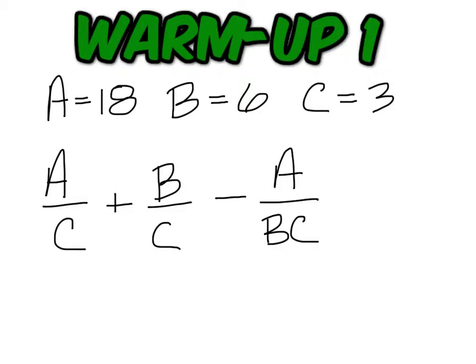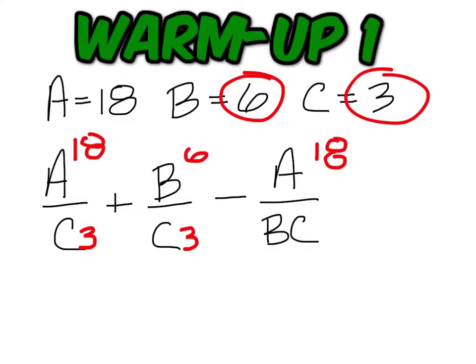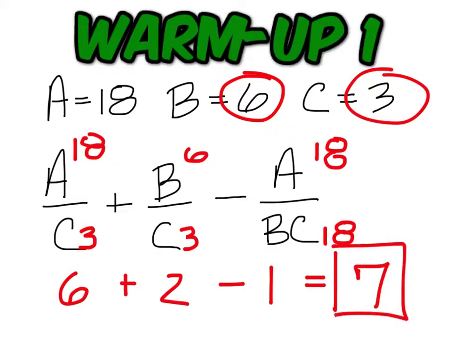Alright, on this problem, you're going to have A is equal to 18, B is equal to 6, and C is equal to 3. BC is 6 times 3, which is 18. So you're going to have 18 over 3, which is 6. 6 over 3 is 2, and 18 over 18 is 1. So 6 plus 2 is 8, minus 1 is 7.